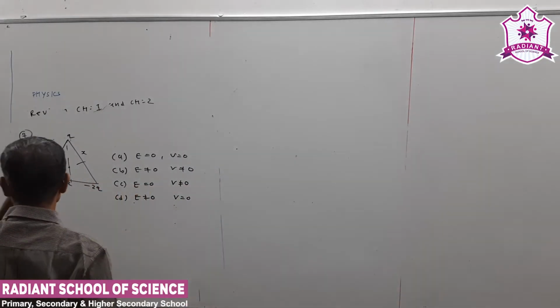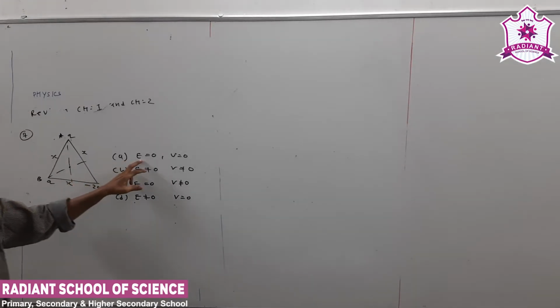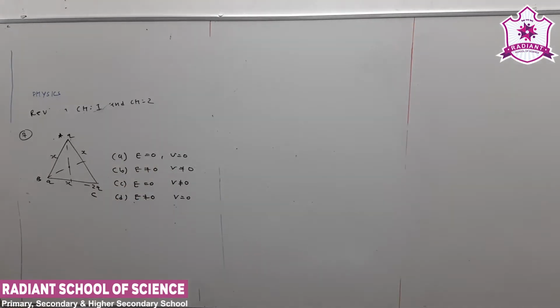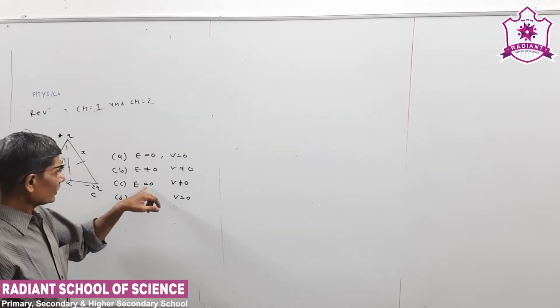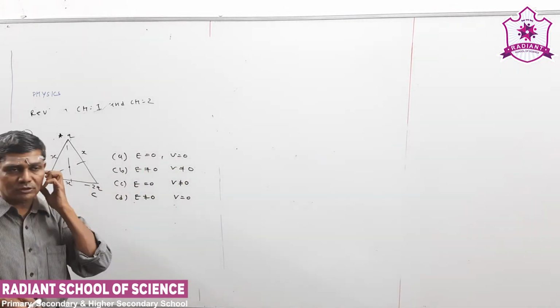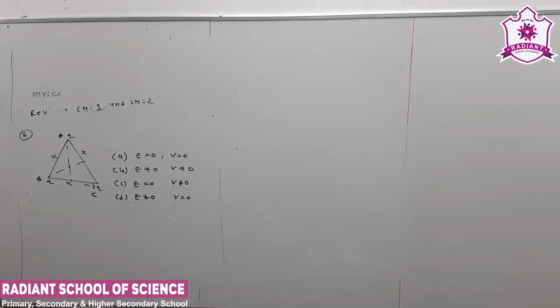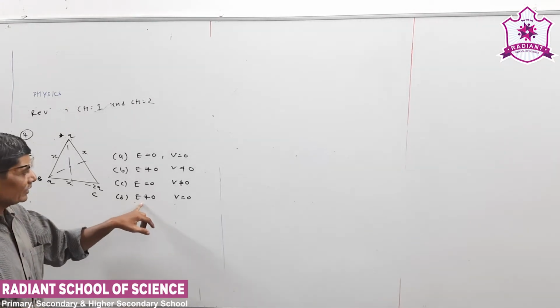Now see our next question. This is an equilateral triangle, with charges Q, Q and minus Q on the vertices A, B and C. See what options are given. First, electric field is 0 and potential also is 0. Second, E is 0 and V is not equal to 0. Third, E is 0 but potential is not 0. Finally, E is not equal to 0.